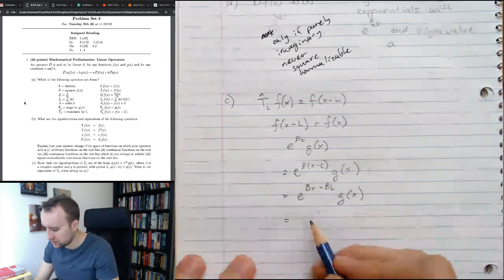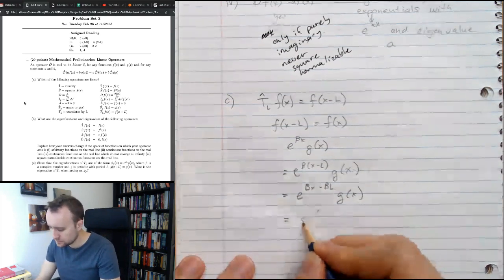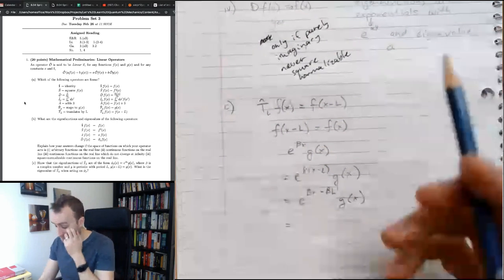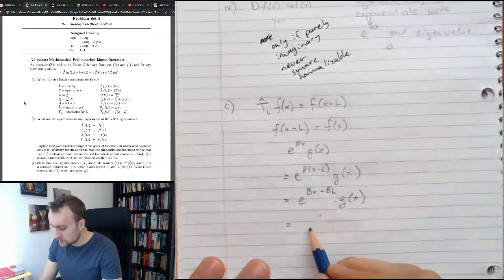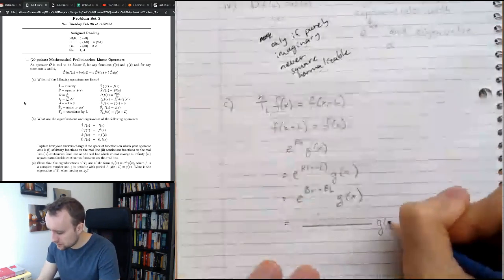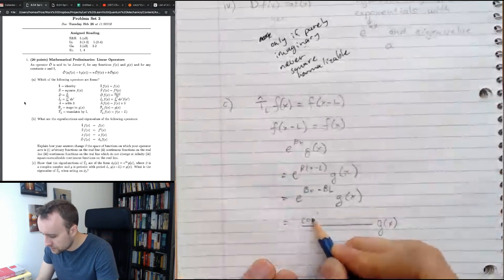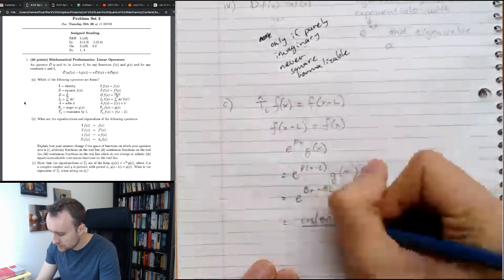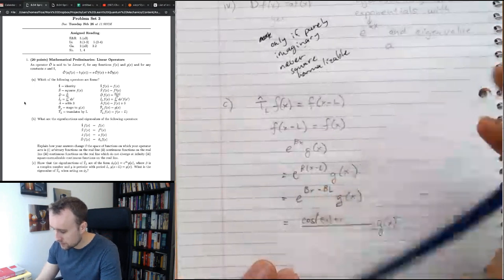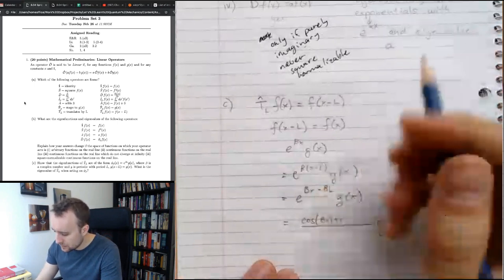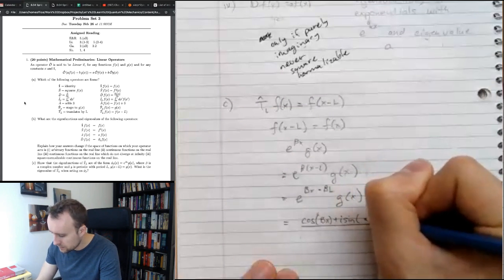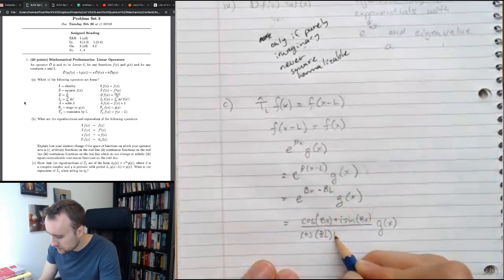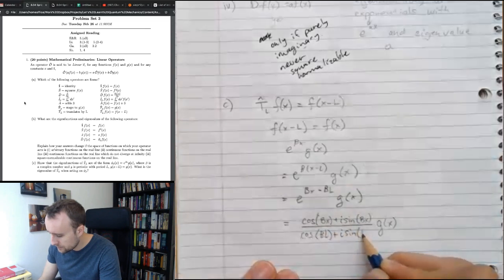Let's try doing it with sine and cosine, I guess. This is equal to... if we do the exponents, we should have e to the alpha x, and we have cosine beta x plus i sine beta x, cosine beta L plus i sine.